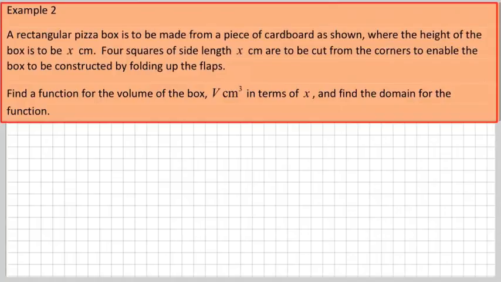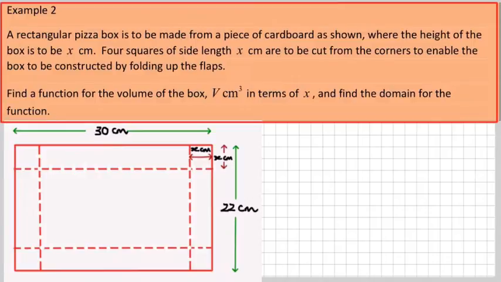Now, in example 2, we've got a rectangular pizza box to be made from a piece of cardboard as shown, or as I will show you in a moment, where the height of the box is to be x centimetres. 4 squares of side length x are to be cut from the corners to enable the box to be constructed by folding up the flaps. Now we're to find a function for the volume of the box, V cubic centimetres, in terms of x, and we're to find the domain for the function. Okay, let me show you a picture.